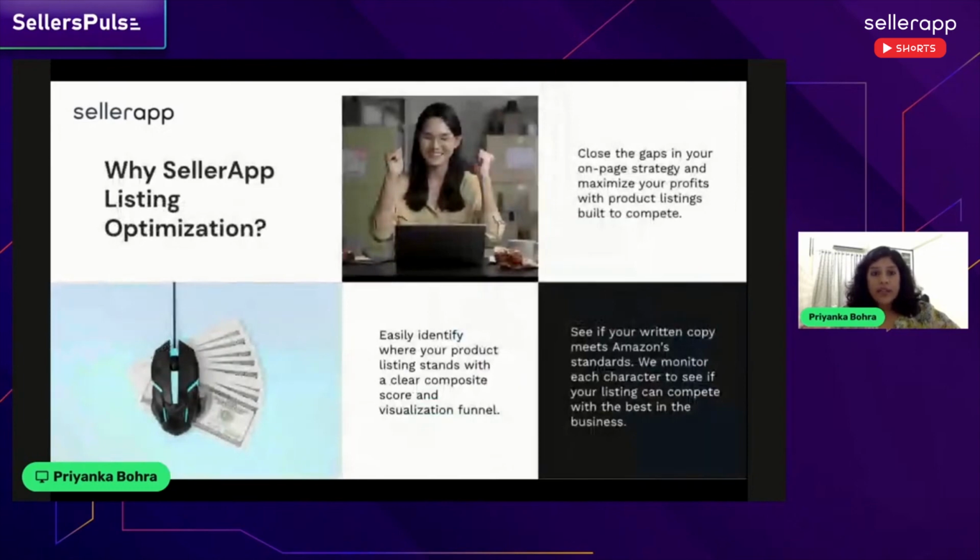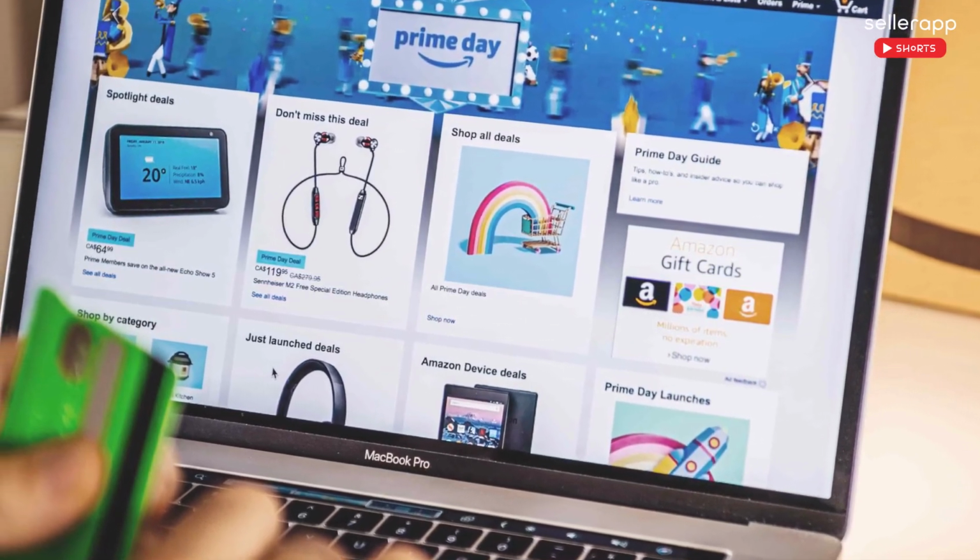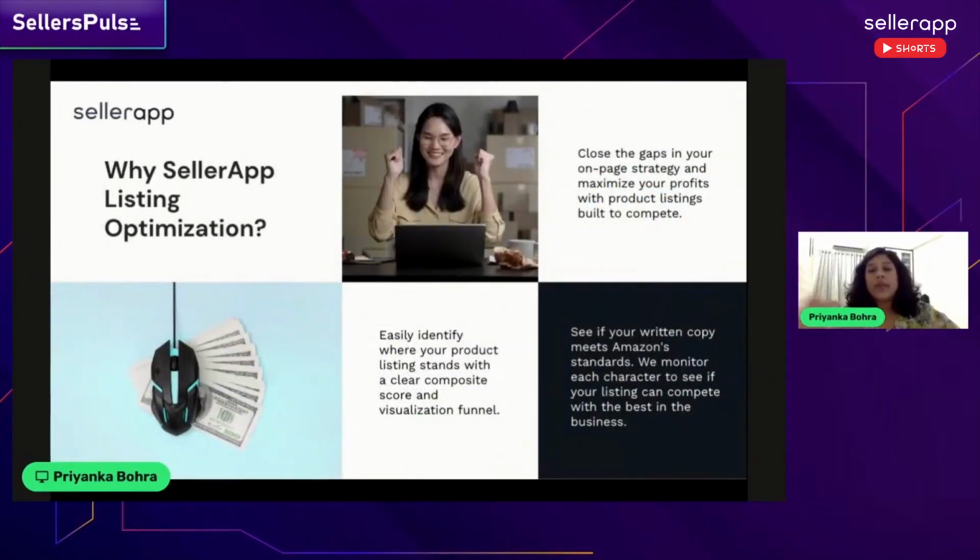And why use SellerApp listing optimization? I think it's one of the automated ways where you can really identify where your product listing stands vis-a-vis your competition, and also how to better that. It really closes the gap on your on-page strategy and maximizes your profits with product listings built to compete.